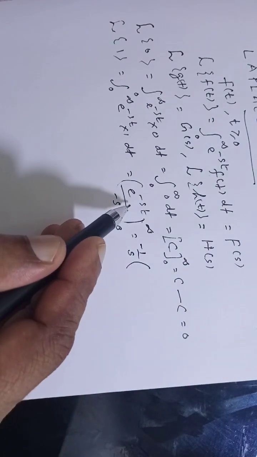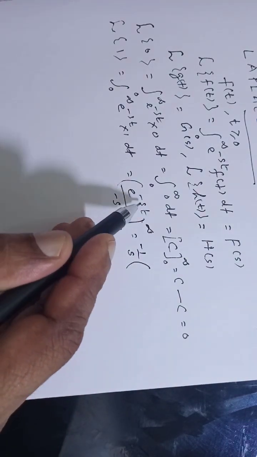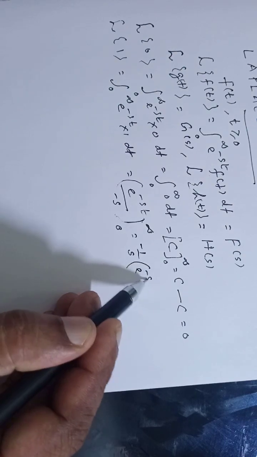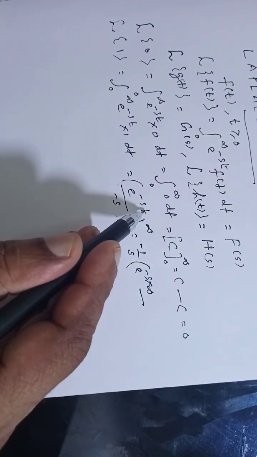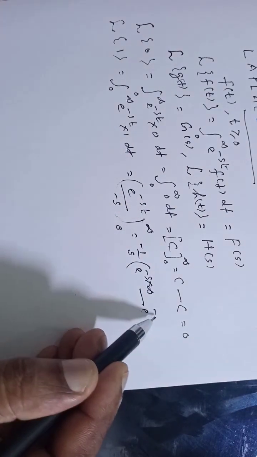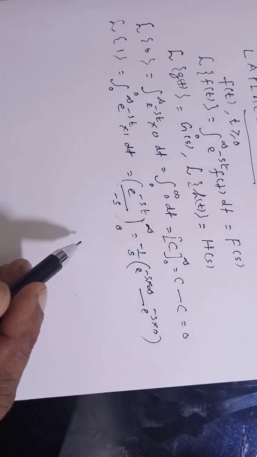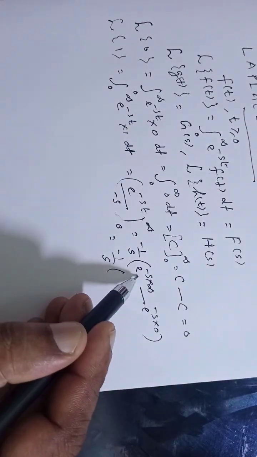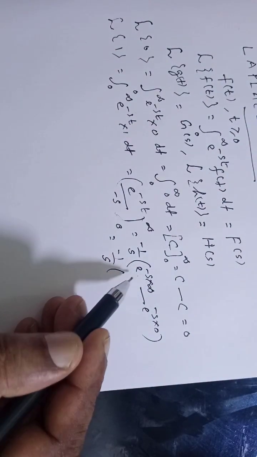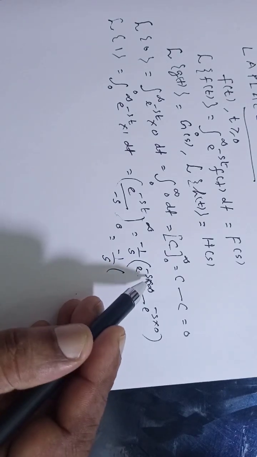And giving values for t, first e raised to minus s into infinity, minus, then the value for t is 0, e raised to minus s into 0. What happens? It is minus 1 by s into e raised to minus infinity. E raised to minus s into infinity is e raised to minus infinity.